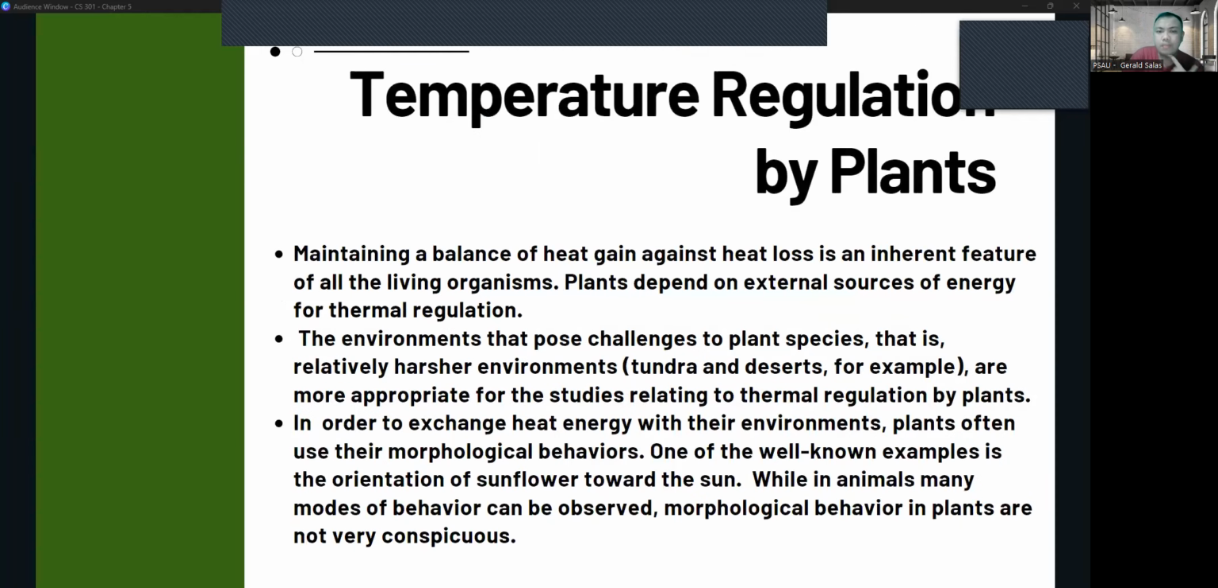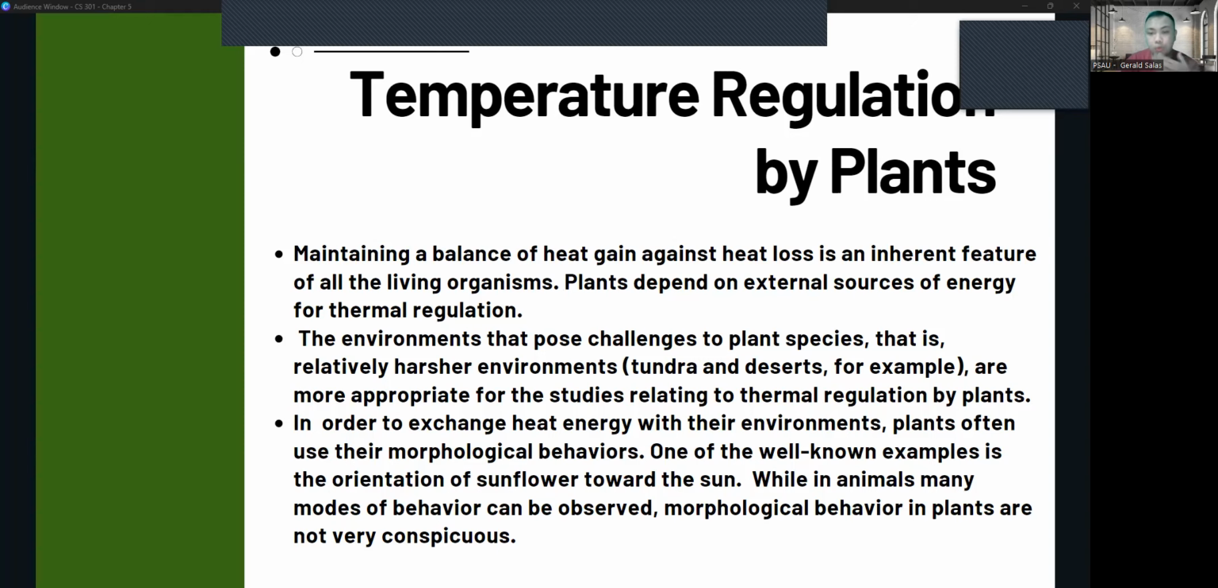Now, yung ating mga plants, of course, they have means of regulating the temperature, but it's not as good as the animals do pagdating sa temperature regulation. So, ang ginagawa ng ating mga halaman, they have different responses actually. So, example, yung ating mga sunflower.